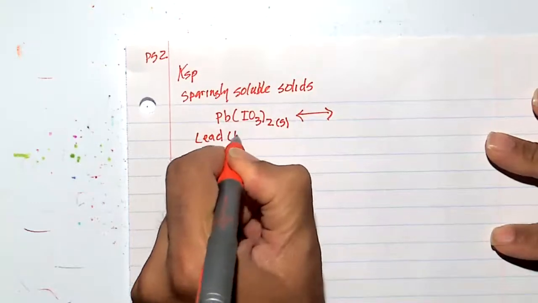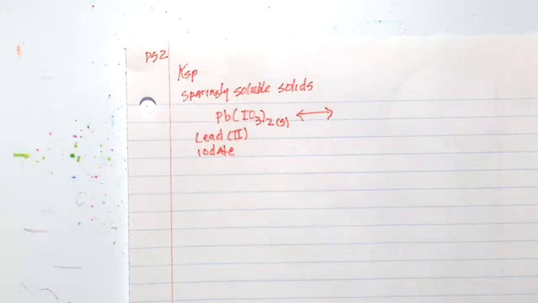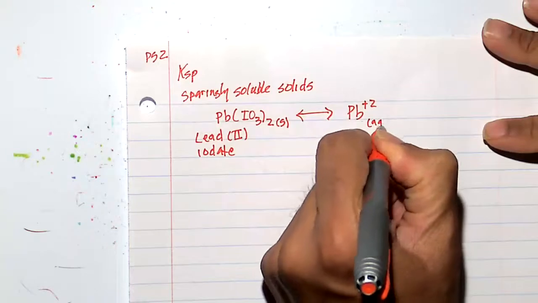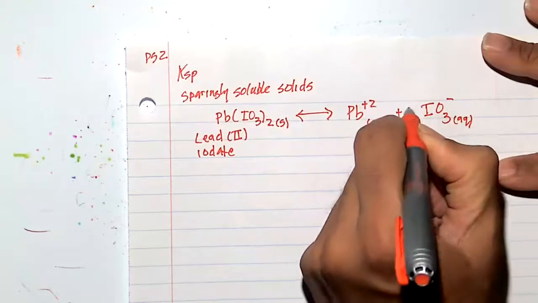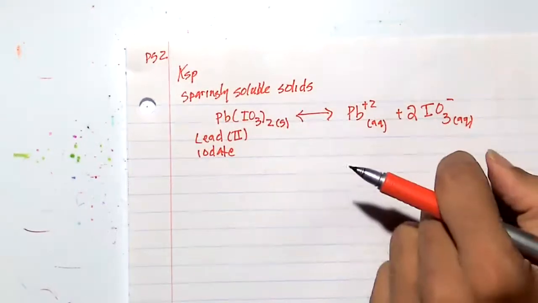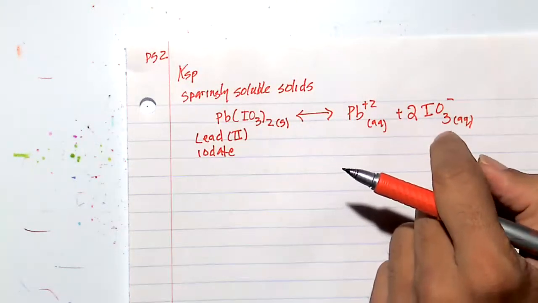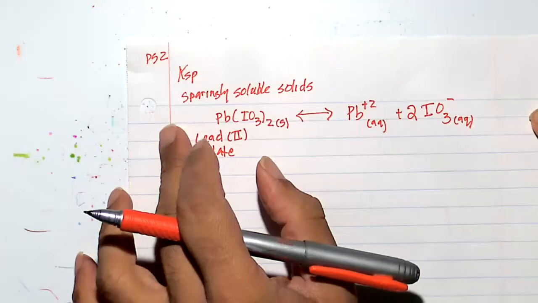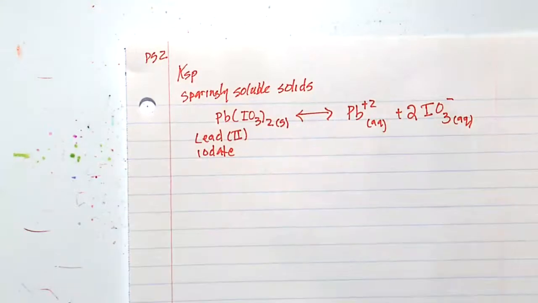You don't really need to know the name of it. But can you write the equation of Ksp for lead iodate? That's something we should know. It's going to be Pb plus 2 aqueous plus the iodate ion, IO3 minus aqueous. We always want to balance. This is called the iodate ion. Way back when you had me in Chem 1, I made you do some flashcards. One of the flashcards is the iodate ion. So this is something you should know, the equation that defines the Ksp for this sparingly soluble solid, lead 2 iodate.